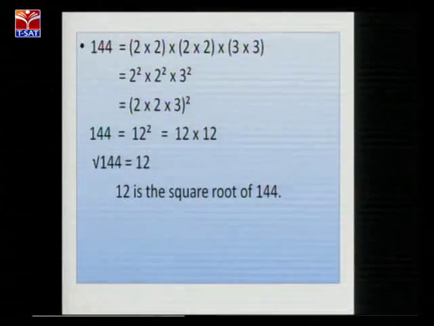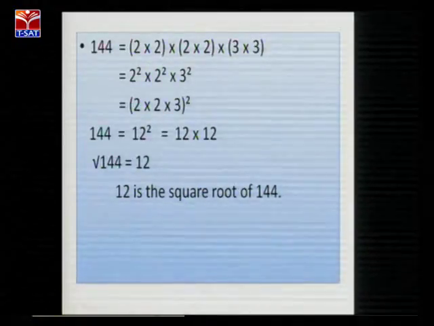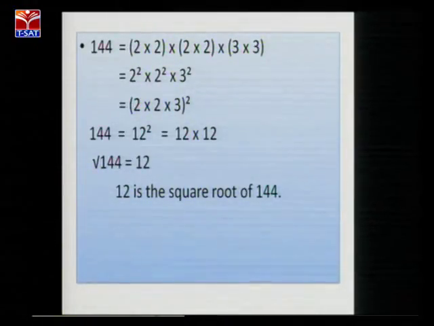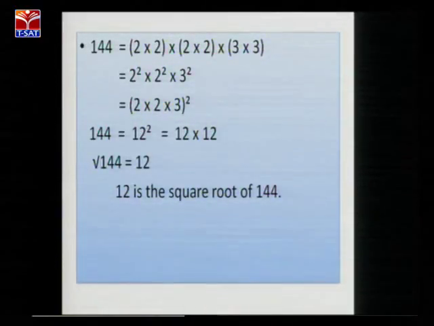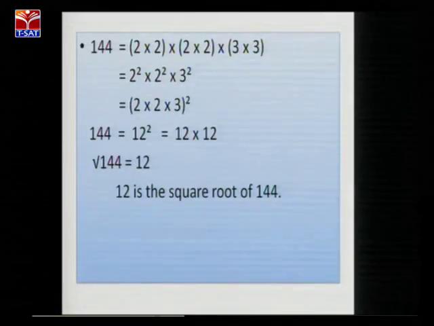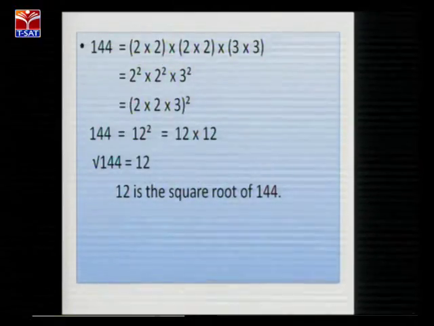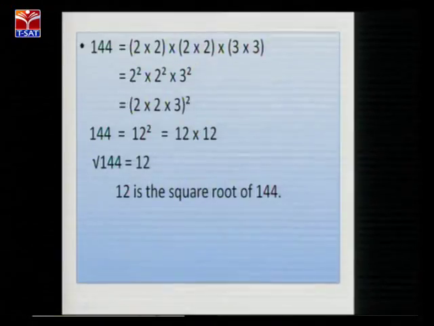Friends, now the second step is we want to pair the factors. See friends, observe on the slide, 144 equals 2 into 2 into 2 into 2 into 3 into 3. Friend, I know the next step. Yes friend. We can also write this as 2 squared into 2 squared into 3 squared. So that is equal to 2 into 2 into 3 whole squared. So 2 2s are 4 and 4 3s are 12. So 144 is equal to 12 squared.